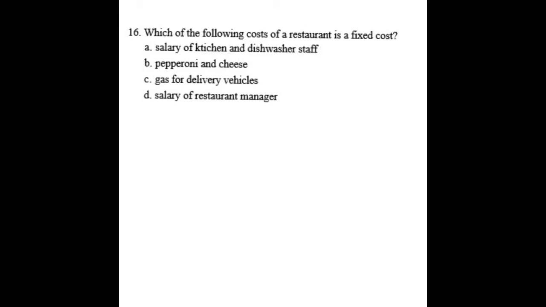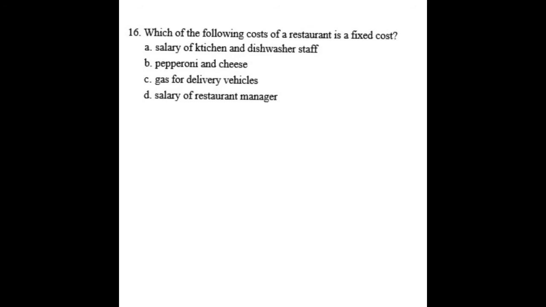Question 16 from version 1, question 37 from version 2. What is a fixed cost? A fixed cost is a cost that doesn't change, no matter what the quantity of goods produced by a firm. In this example, you're asked to identify which of the costs of a restaurant is a fixed cost. We look through each example to see whether or not the costs are going to vary with the quantity of goods produced in the restaurant.